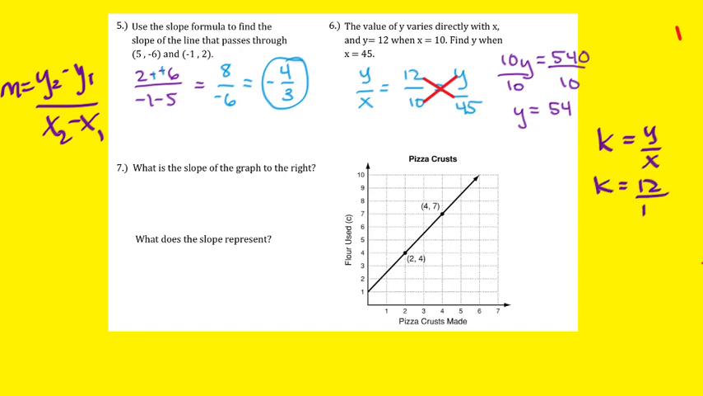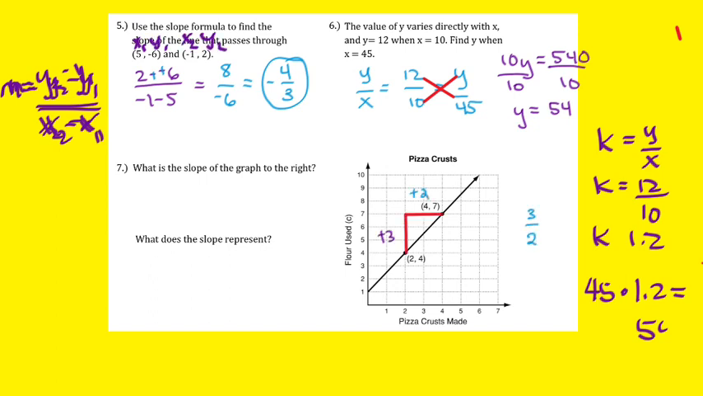Now I could also use my y over x equals k, or k equals y over x. That constant is the ratio between y and x. So it's 12 divided by 10, which is 1.2. Then I can take the x value and multiply it by 1.2 and get 54, solving for what the y value is as well. On number 7, we need to put the slope, and that's the rise over run.